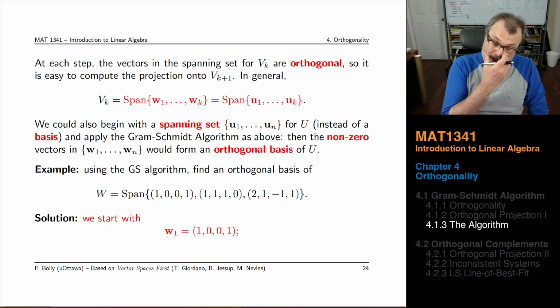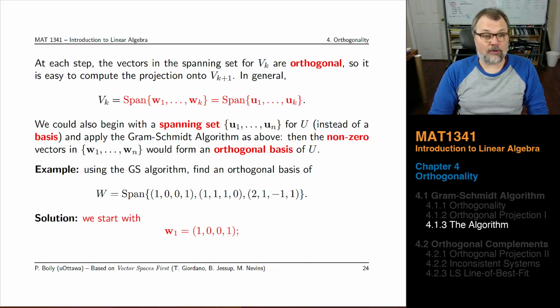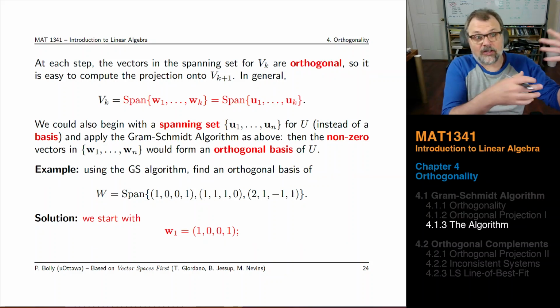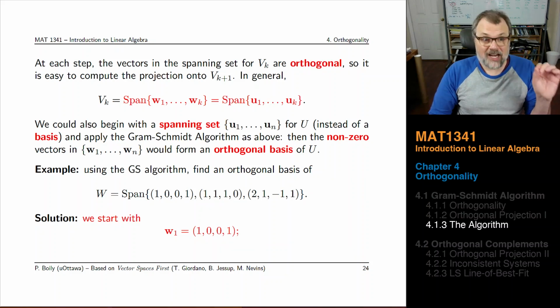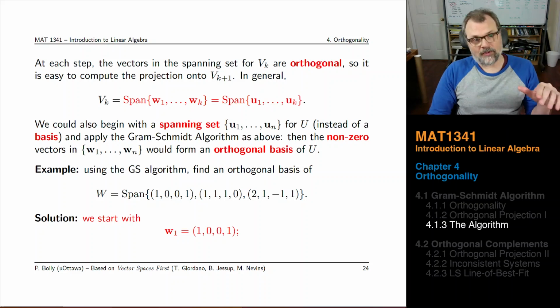Now, this is something you could work on. You could apply the Gram-Schmidt algorithm not just on a basis for U, you could use a spanning set for U. So there might be some redundant vectors in there. And the idea is that the Gram-Schmidt algorithm would sort of filter out the redundant vectors, right? Whatever you get at the end of the process, W1 to Wn, which is not a zero vector, that forms the orthogonal basis for U.